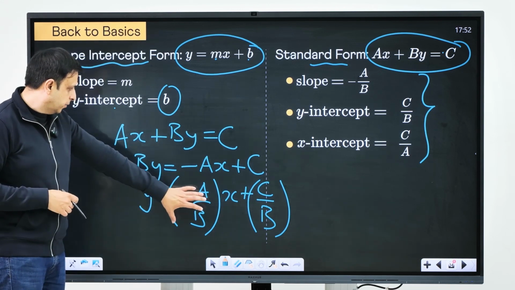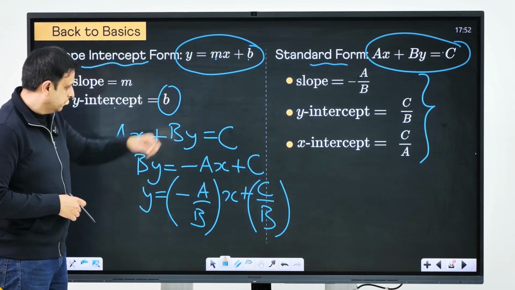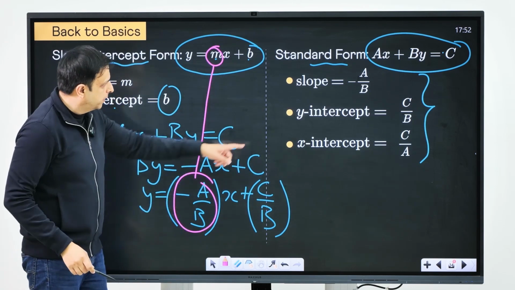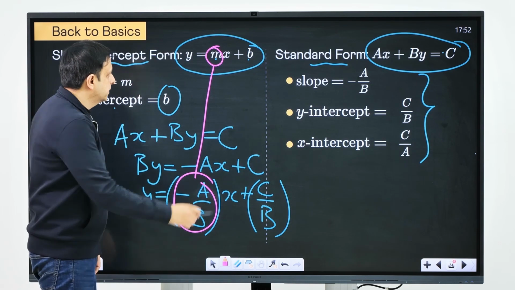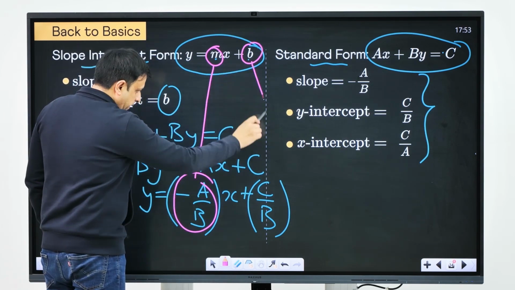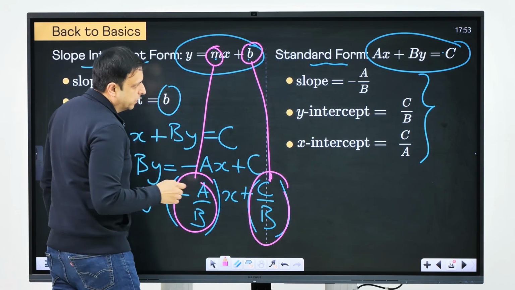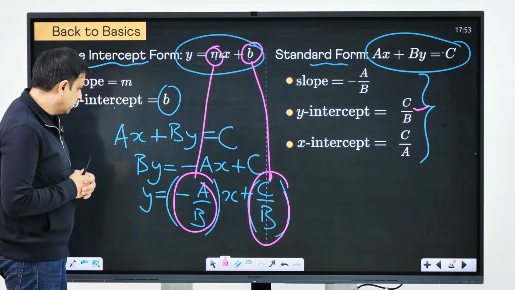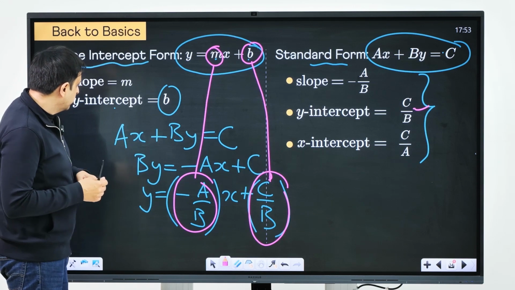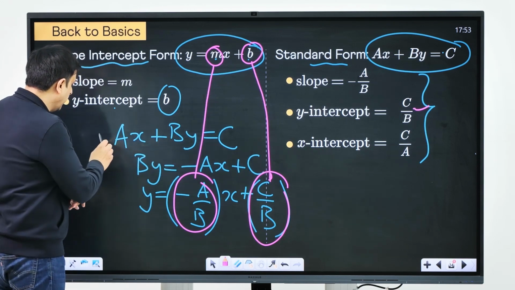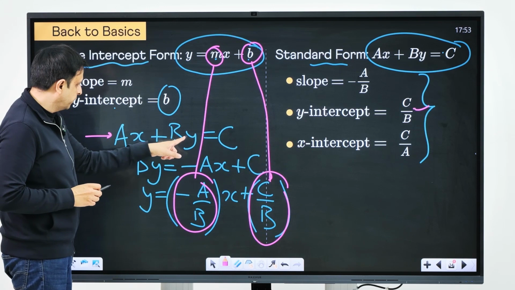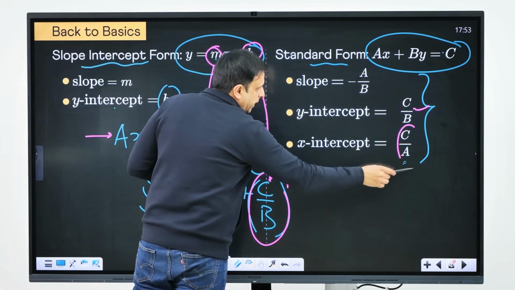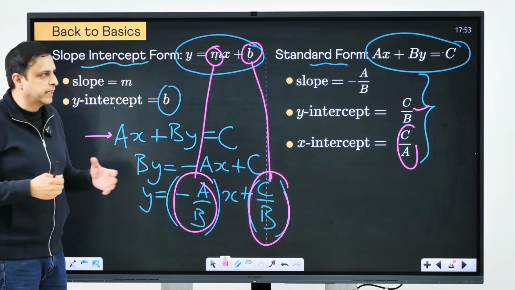So what do you observe now? If you compare this equation with this equation, we see that the slope m is negative a over b, which is what is written over here, and the y-intercept small b is this expression, which is capital C over capital B, which is what you see over here. And then the x-intercept. How do we find the x-intercept? Well, for that you can substitute y equal to 0 in this original equation. So if you do that, you get ax is equal to c, or x will turn out to be c over a. So all of these expressions are indeed true.